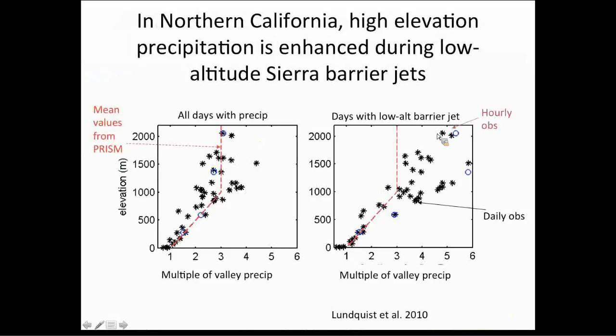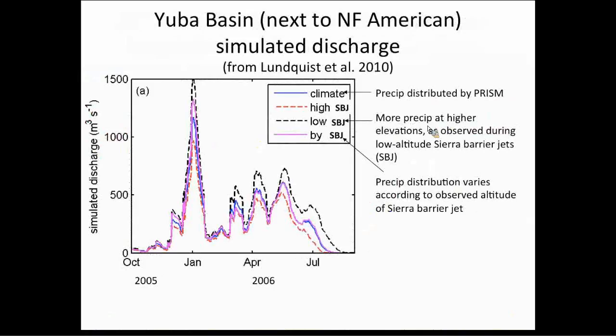I showed you that what can happen as these weather systems come and impinge on the Sierra Nevada is that you can get a mountain parallel barrier jet, and it turns out that that barrier jet influences, what you see here is the yellow line going up over the top of that, the distribution of precipitation over the mountains, such that if you average together all days of precipitation, they match the mean values from PRISM.